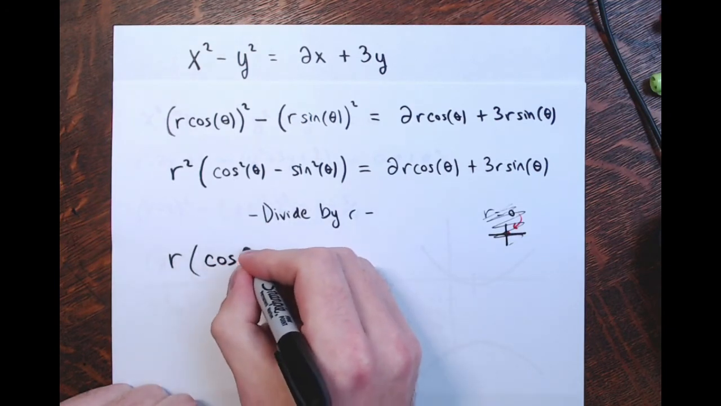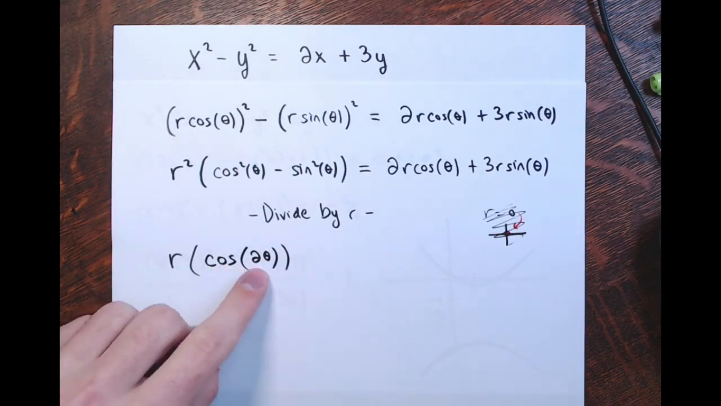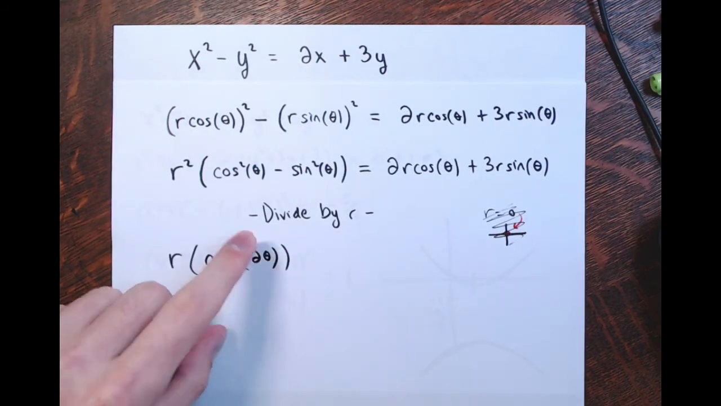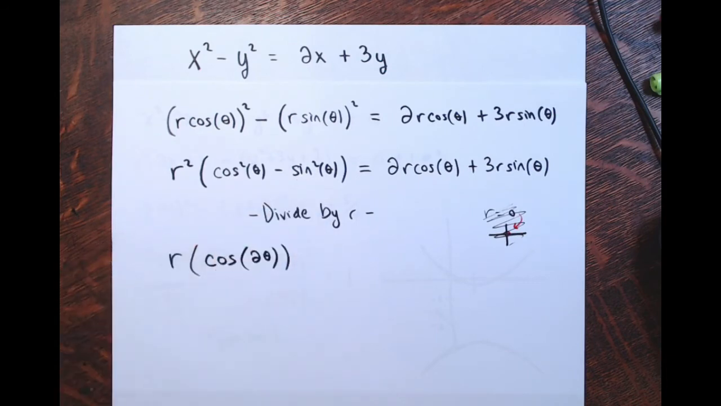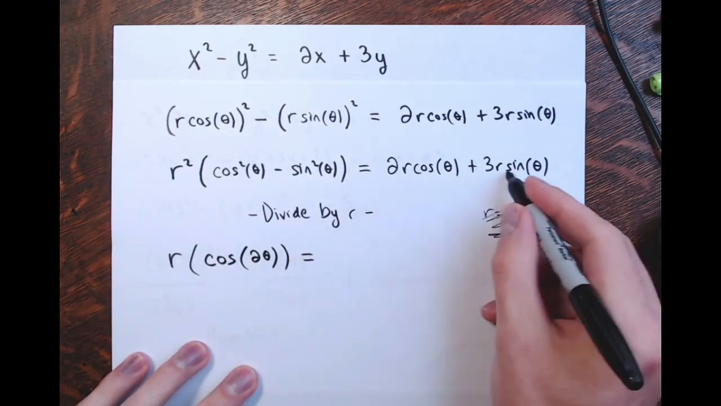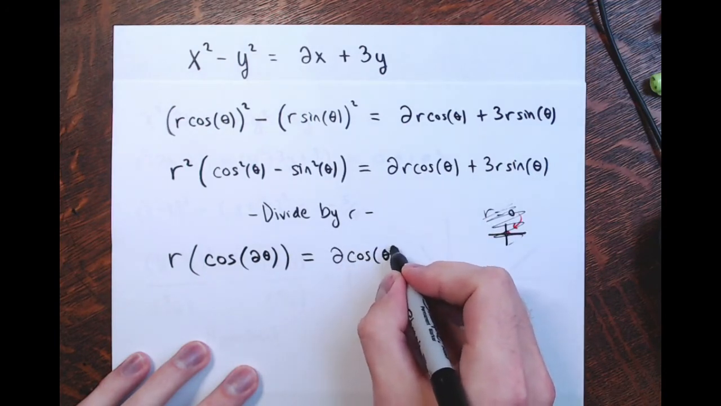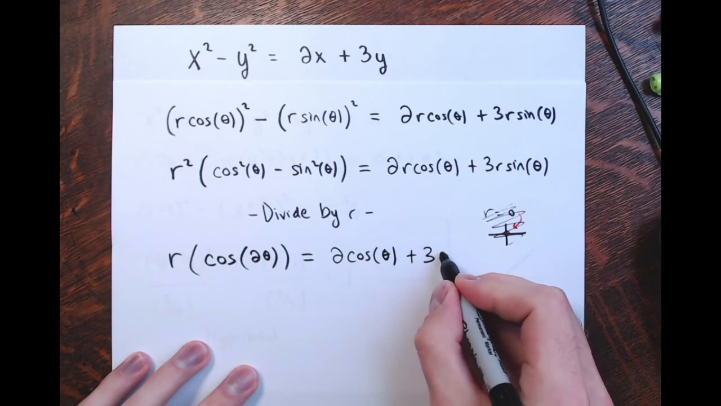A much simpler way to write this, just because I don't feel like writing all that again, is the cosine of 2 theta. Remember the double angle formulas. Remember the cosine of 2 theta was equivalent to cosine squared theta minus sine squared theta. And it equals this, right? But without the r's, I'm dividing through by r. So 2 cosine theta plus 3 sine theta.